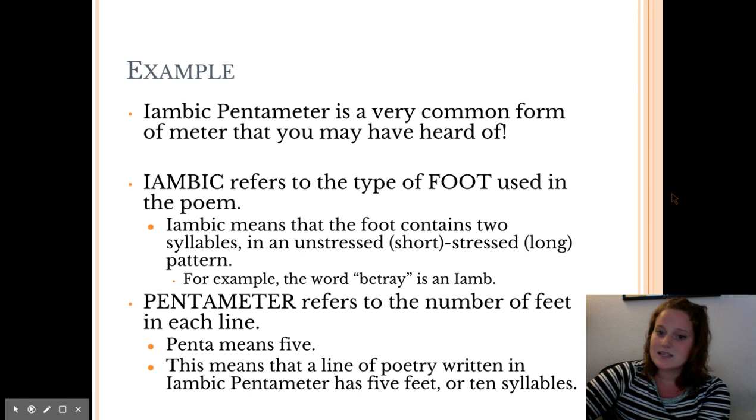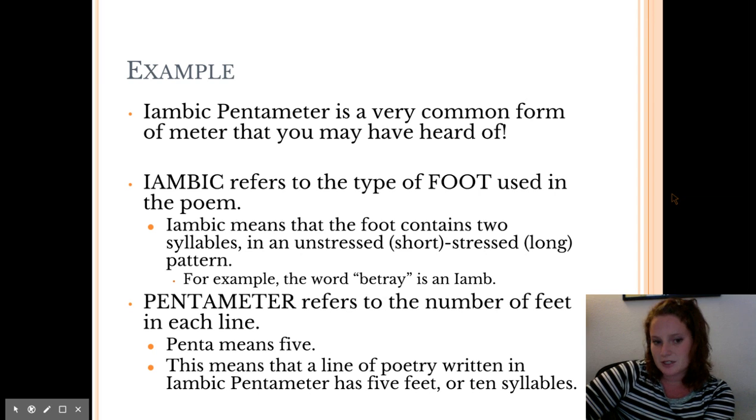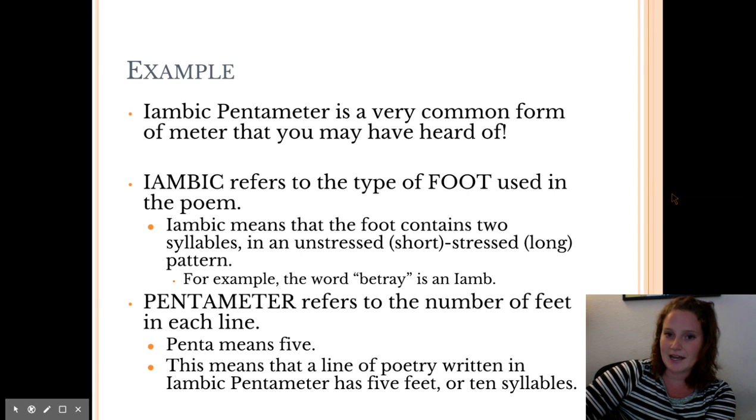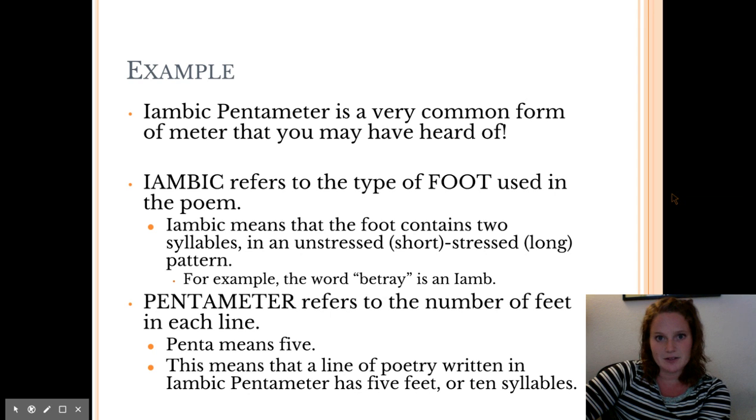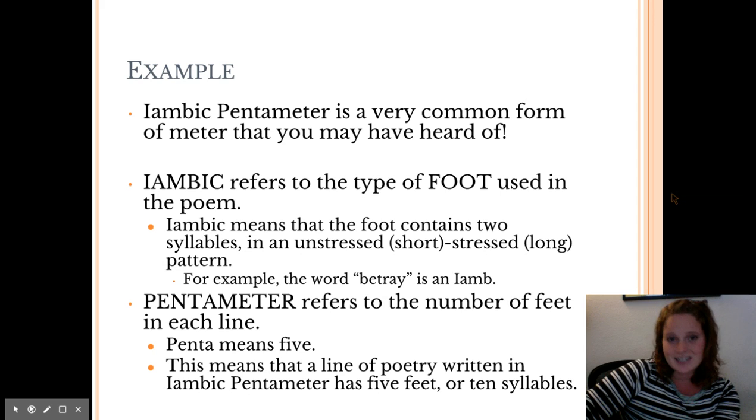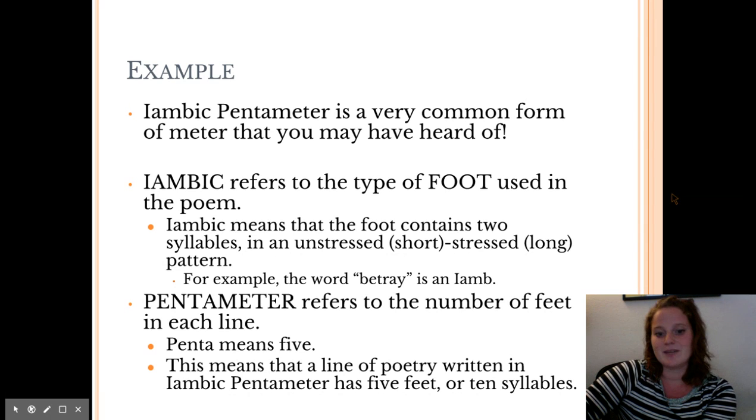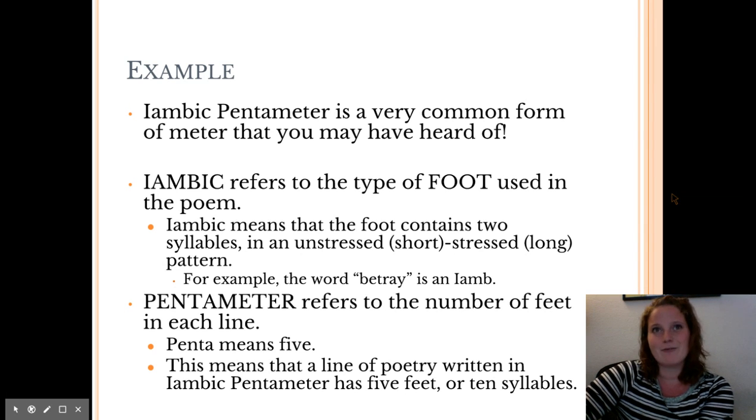Pentameter just refers to the number of feet in a line of poetry. Penta coming from 5, which means that in a line of poetry written in iambic pentameter, there are 5 feet, or 5 iambs, for a total of 10 syllables. You'll know that if something has 11 syllables in it, it is therefore not written in iambic pentameter, because it would have 1 syllable too many.